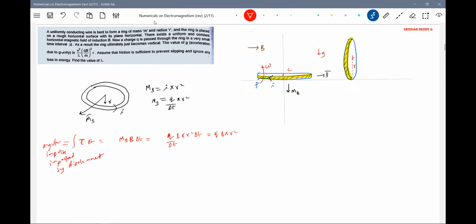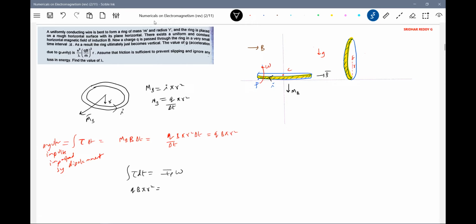Okay, now we know the torque. So when angular impulse acts, there should be a change in angular momentum. So it will acquire angular momentum IP omega. So this should be equal to IP into omega, which is equal to QB pi r square.